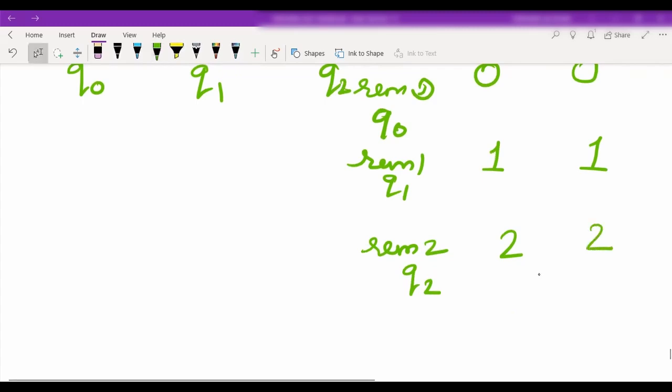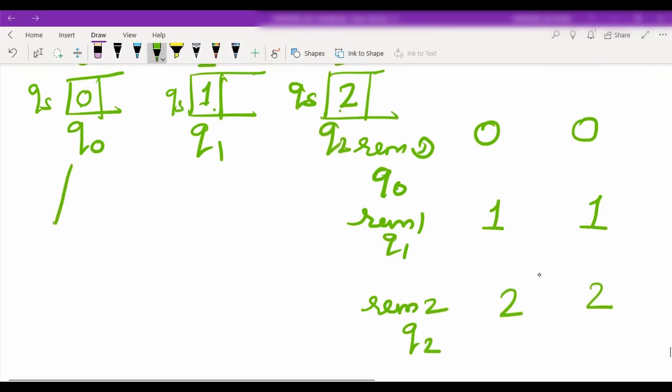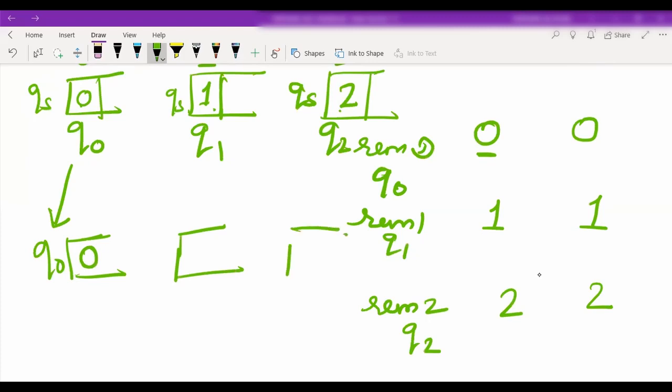Okay, now these are the resultant states. So we will consider this Q0. Which string does Q0 represent? Q0 is representing string 0, so I will consider string 0 here. How many sets are there? Based on that, we create that many tapes. There are 3 sets, so we will consider 3 tapes here. So this is Q0, and Q0 with the next bit.